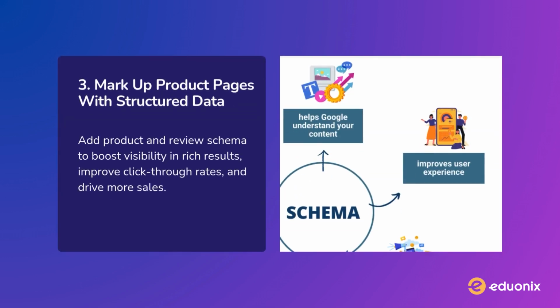3. Mark up product pages with structured data. Having the correct structured data type can help your brand appear in rich snippets. All product pages should have product schema and review schema, which can drive more impressions and clicks, improve your CTR and drive more sales.